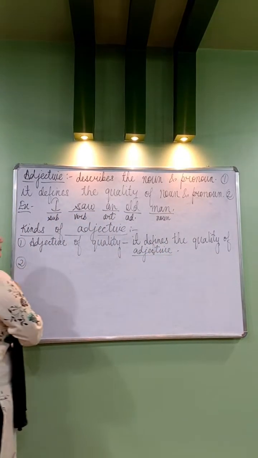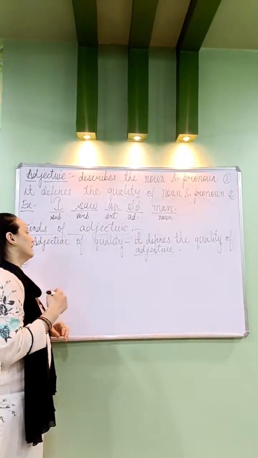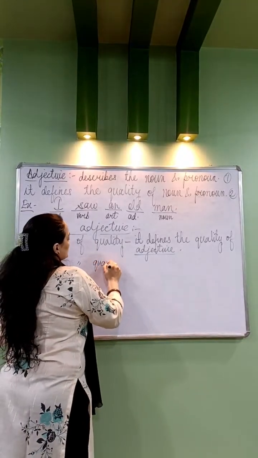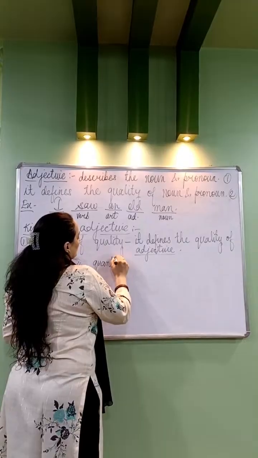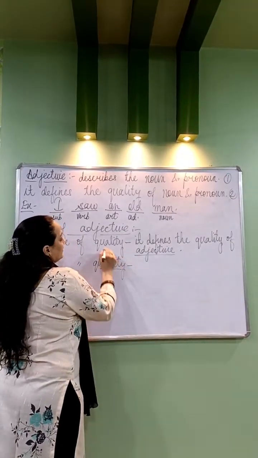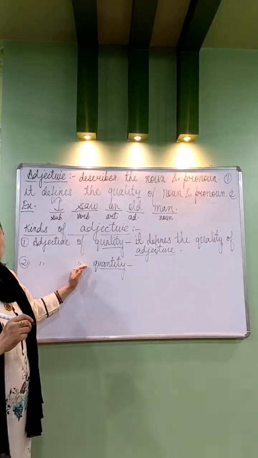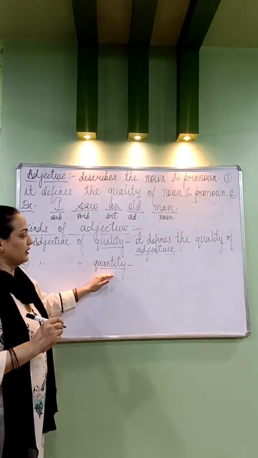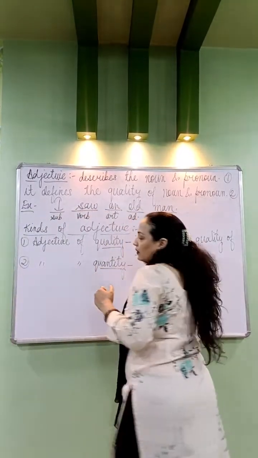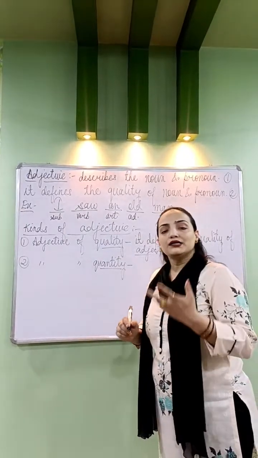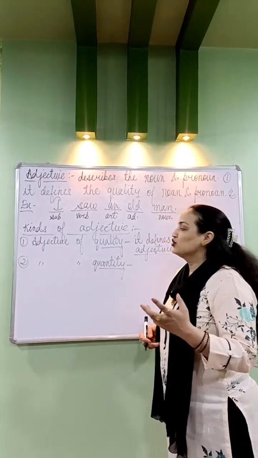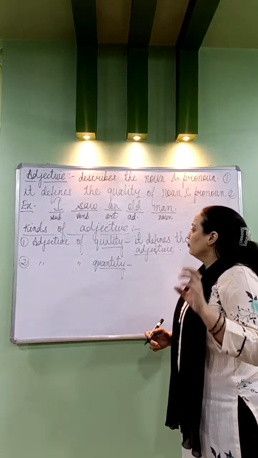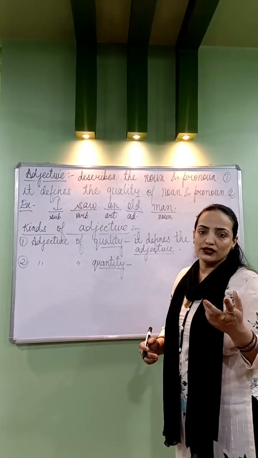Number 2 is adjective of quantity. Don't get confused, children. First I talked about the quality. Here I am talking about the quantity. Don't get confused between the two things. Here we talk about quality and here we are talking about quantity. As I say, my mother has bought half kg apples, or we purchased 2 kg oranges.